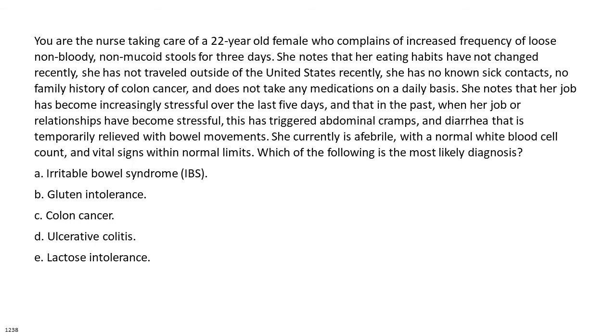She notes that her job has become increasingly stressful over the last 5 days, and that in the past, when her job or relationships have become stressful, this has triggered abdominal cramps and diarrhea that is temporarily relieved with bowel movements. She currently is afebrile, with a normal white blood cell count, and vital signs within normal limits. Which of the following is the most likely diagnosis?